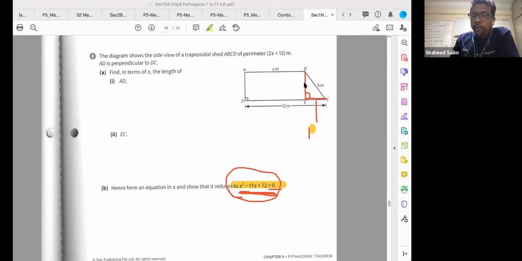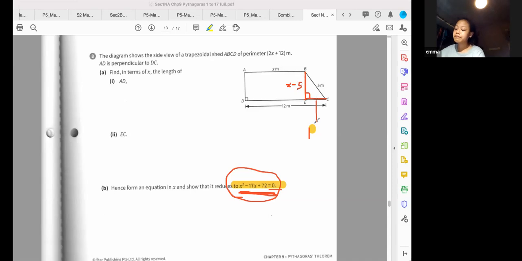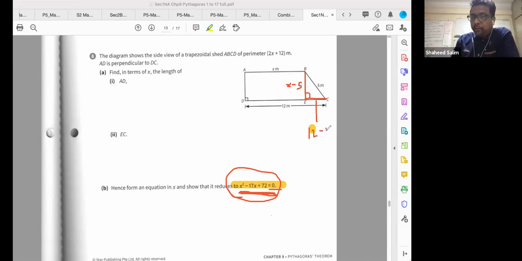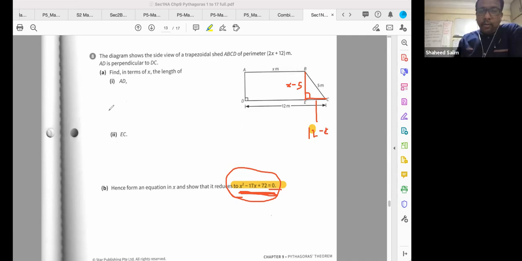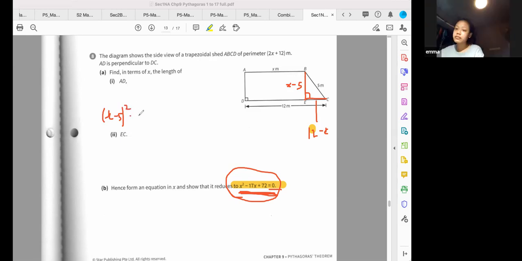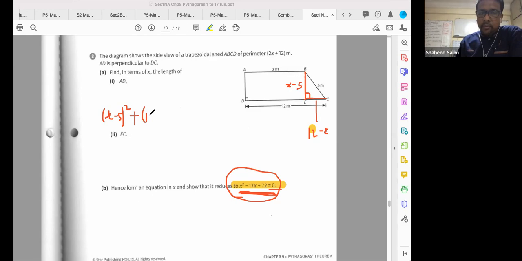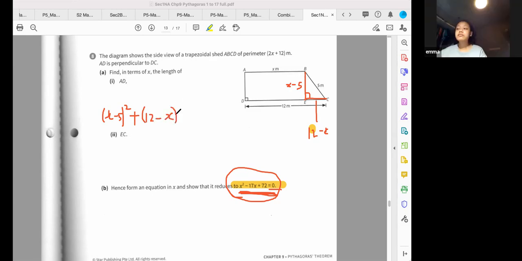Now here, do you agree this is x minus 5? You do, right? This one, 12 minus x, you agree, right? So we use Pythagoras theorem now. X minus 5, we square it, plus 12 minus x, we square it, is equal to 5 squared.